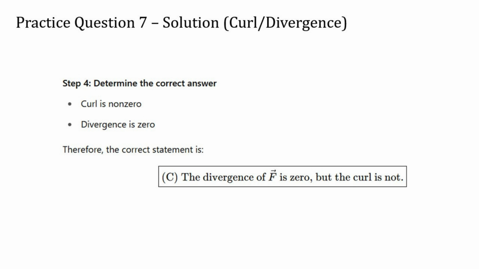Finally, in step 4, we summarize the results. The divergence is 0, and the curl is not 0. This leads us to the correct conclusion. The divergence of the vector field is 0, but the curl is not, which matches choice C.